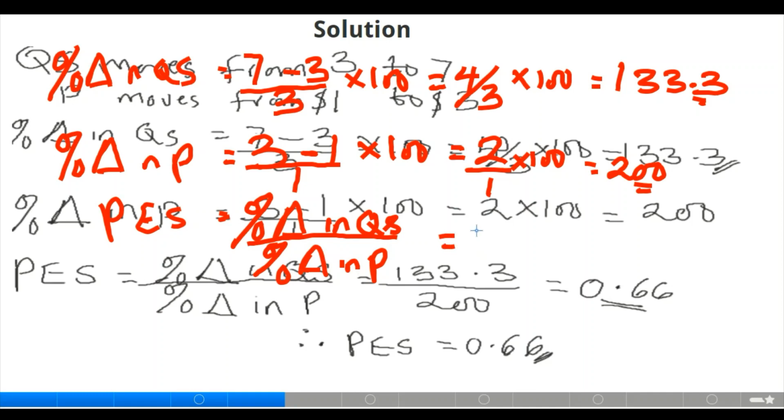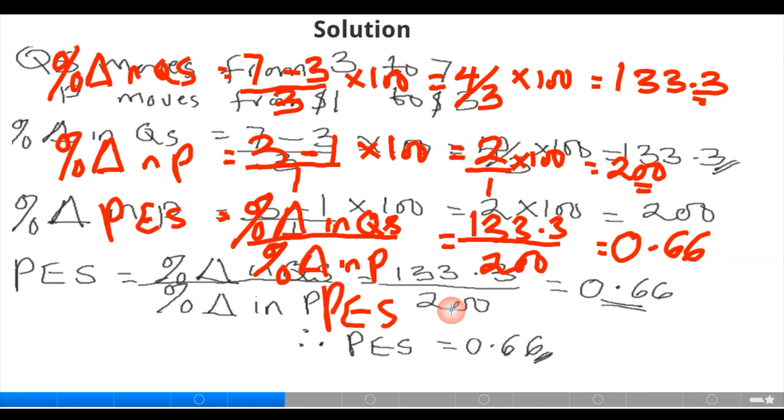What's our percentage change in quantity supplied? We have 133.3 divided by our percentage change in price, which is 200. Our final answer is 0.66. Therefore, our price elasticity of supply is equal to 0.66. That's our price elasticity of supply.